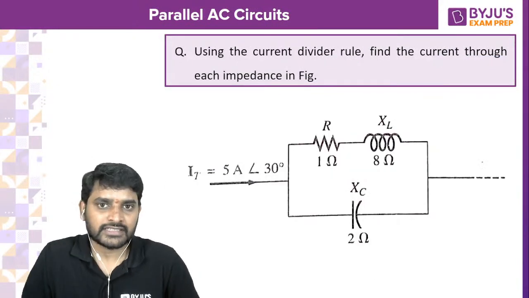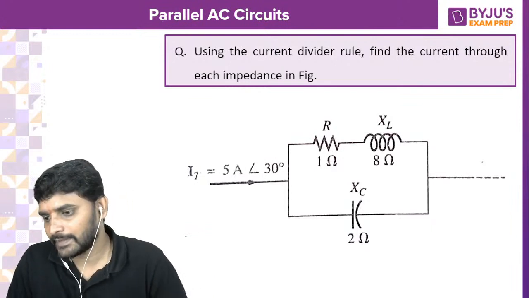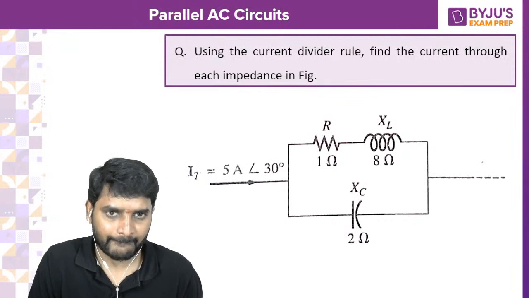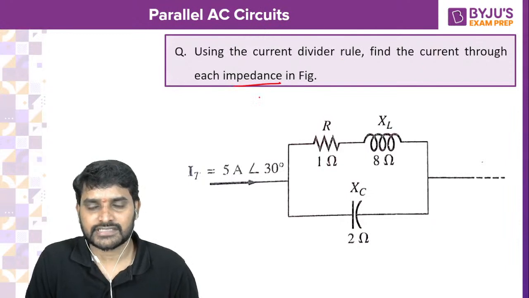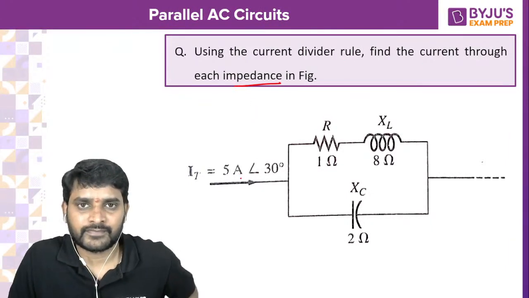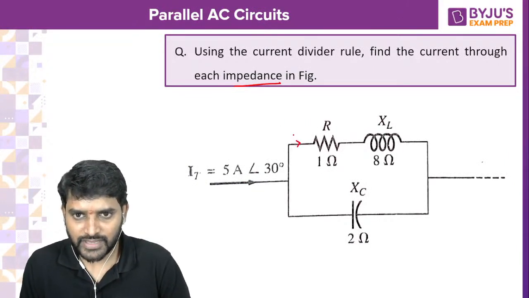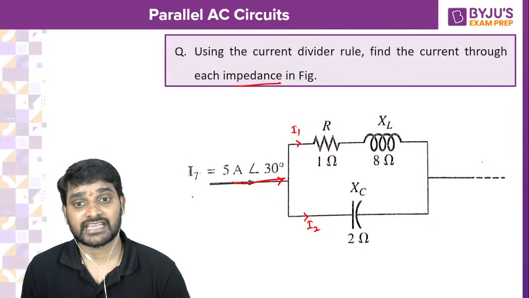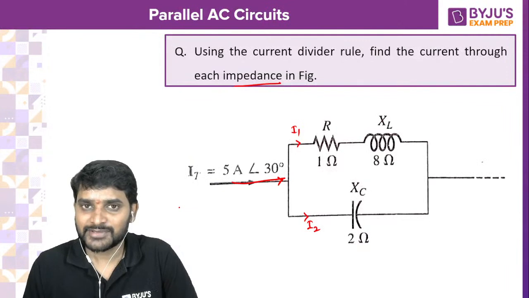Now can you tell me what is the current flowing through this branch? Using the current divider rule, find the current through each impedance. This branch current, you make it as I1. This branch current, you make it as I2. How much current is entering here? 5 at an angle 30. Can you tell me what is I1, or what is I2?